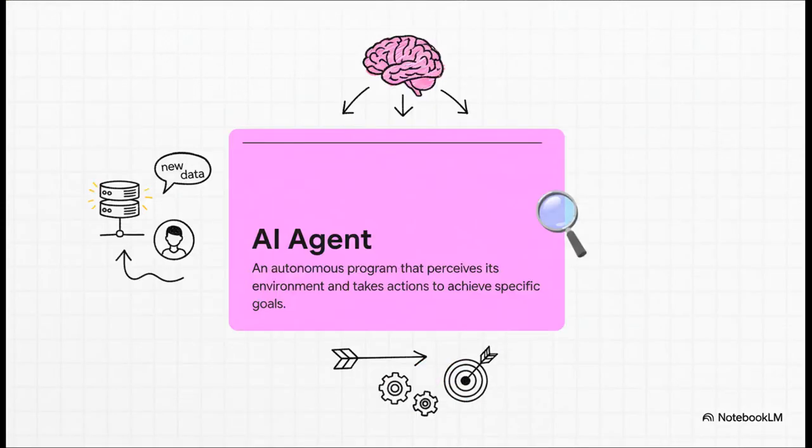All right, so before we get any further, let's get on the same page. What exactly is an AI agent? This isn't just a passive chatbot. Think of it more like an autonomous worker. It's a program that can size up a situation, like a request you make or some new data coming in, and then it intelligently takes action to hit a specific goal.